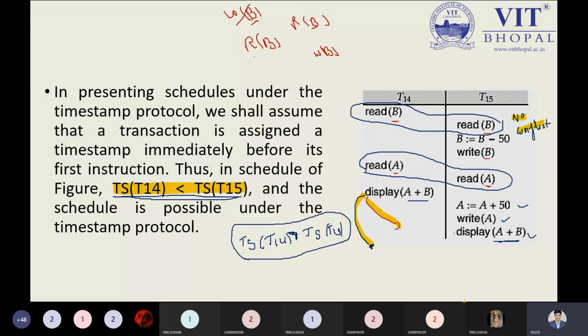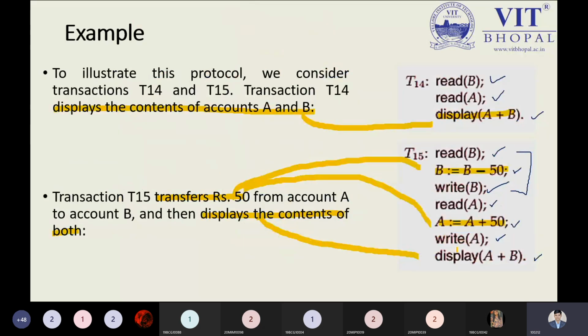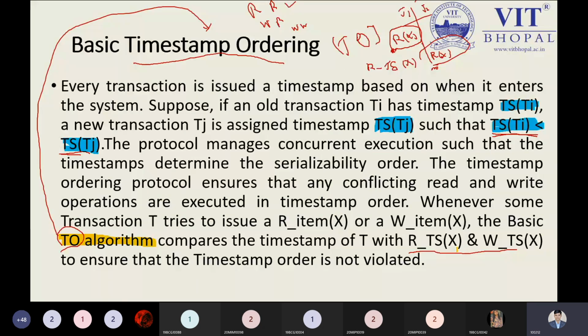You can take it, but at that time you have to satisfy the condition that the timestamp of T14 is greater than the timestamp of T15. At that moment, you can write this display at the bottom, at the last, or after the display of T15. So you have to make the order, and this is the basis of the condition. Okay, so this is the simple concept of timestamp ordering. This was an example of the timestamp ordering protocol.